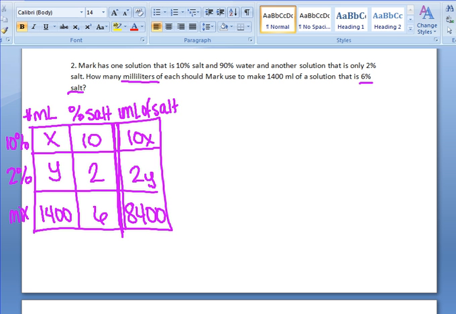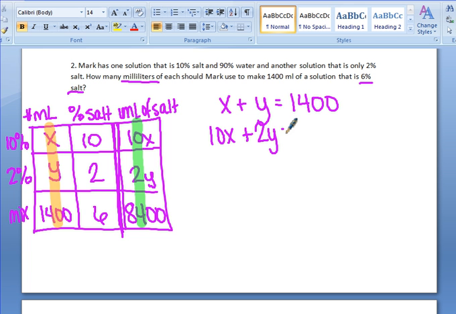All right, the next step is to set up our equation. Okay, we look for where our variables are located, so we're going to use our number of milliliters column for our first equation. And we're going to use our units of salt for our second equation. So our equations are going to look like this. X plus Y equals 1,400. And 10X plus 2Y equals 8,400. All right, then the last step is to solve the equation and label the answers. From here, substitution or elimination.